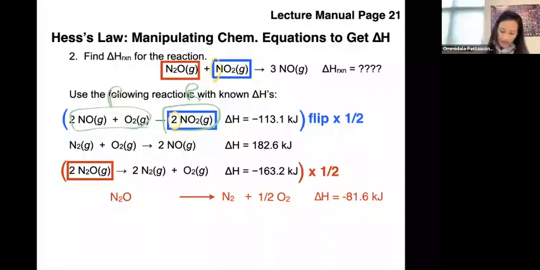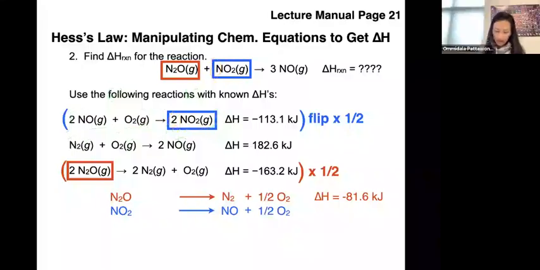So therefore, this is going to become 1. This would be 1/2, right? This would be 1. So what you are going to get would be this equation right here. So you flip it and then you divide by 2 too, right? So that's what you're going to get.